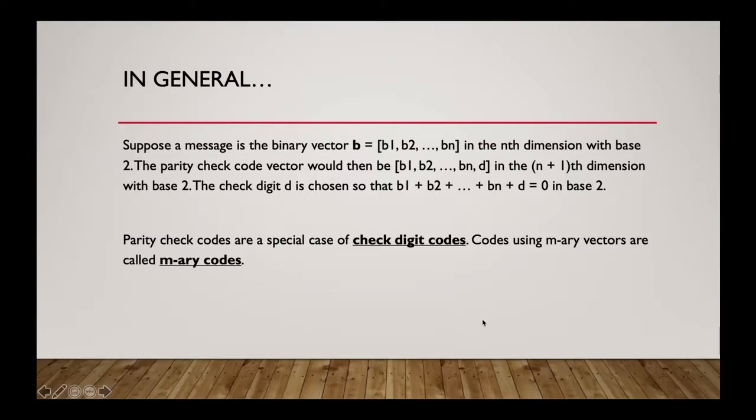So in general, a message can be a binary vector b from b1, b2 all the way to bn in the nth dimension with base 2. Then the parity check code vector would be b1, b2 all the way to bn, but there would be an extra d at the end in the n plus 1th dimension. The check digit d is chosen so that the sum of all the components would be 0 in base 2. Parity check codes are a special case of check digit codes, and codes using m-ary vectors are called m-ary codes.